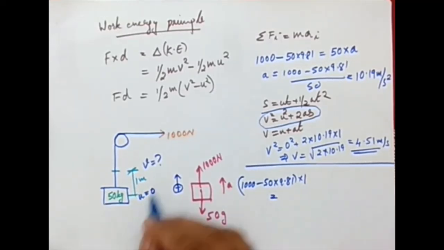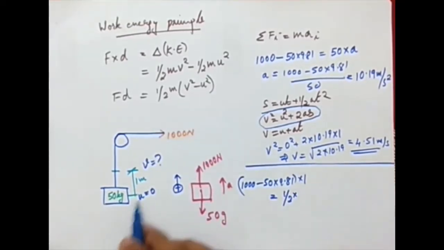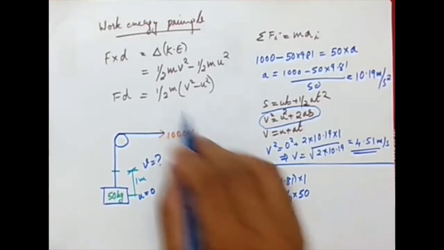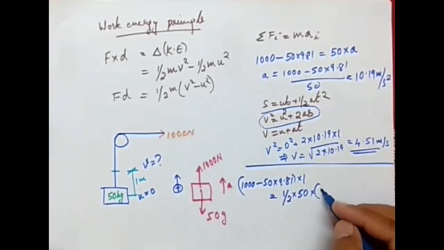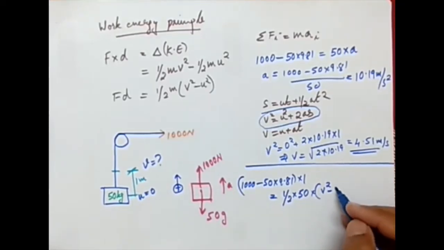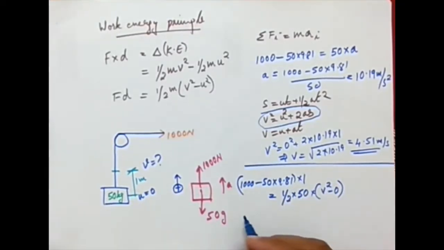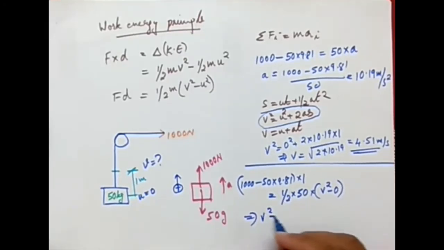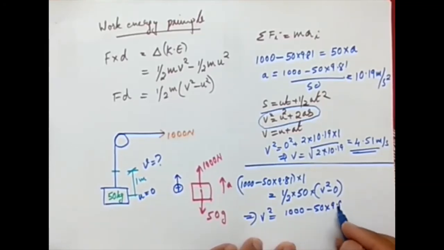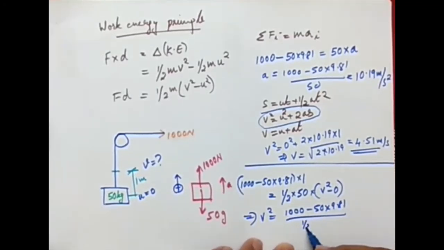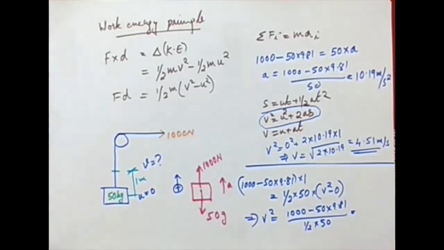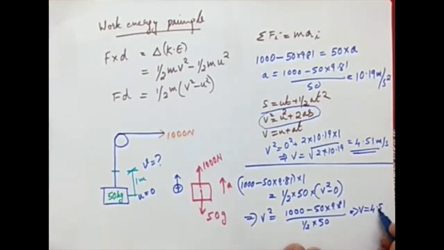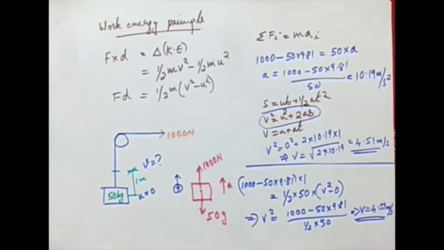On the right hand side I have half times the mass of the object, which is 50 kg, into v², which is the unknown parameter. u is available, which is 0. So directly I can substitute here: v² is going to be (1000 minus 50 × 9.81) divided by (half × 50). When I do this calculation, I am again going to get the value of v as 4.51 meters per second.